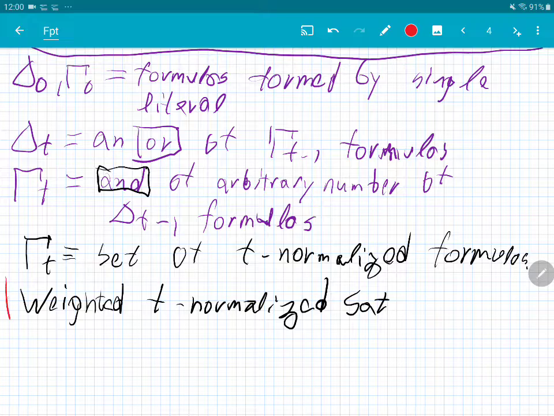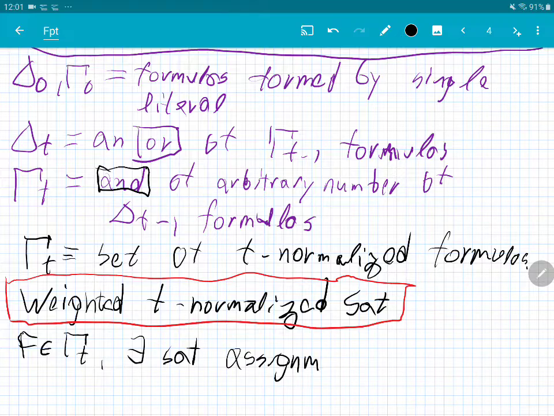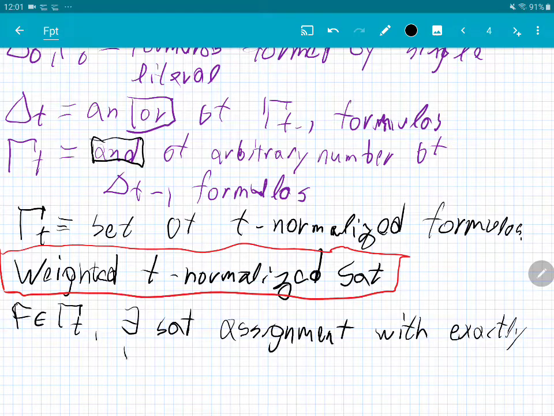Right, so this is important. This is this problem, right? So what is this problem? Well, I give you a formula which belongs to gamma t, and the question is, is there a satisfying assignment with exactly k 1s?